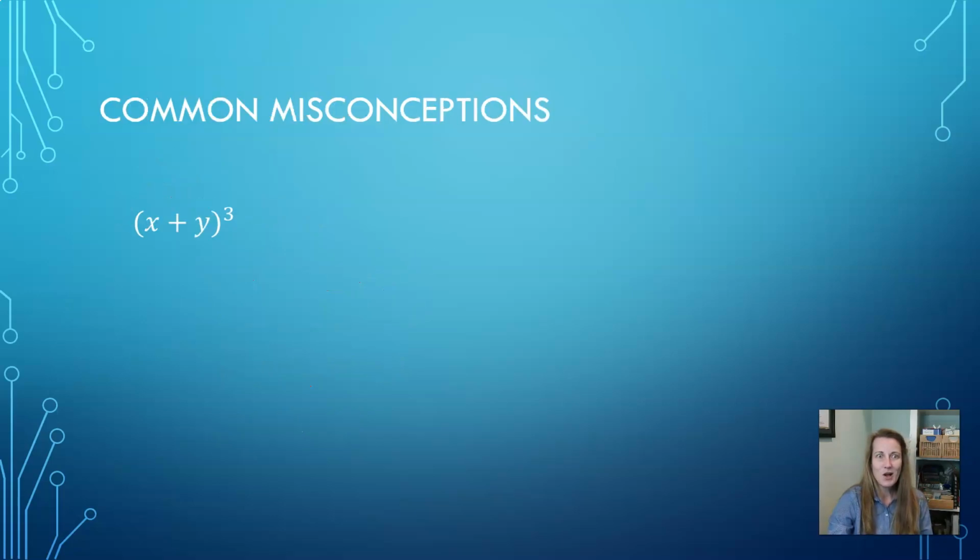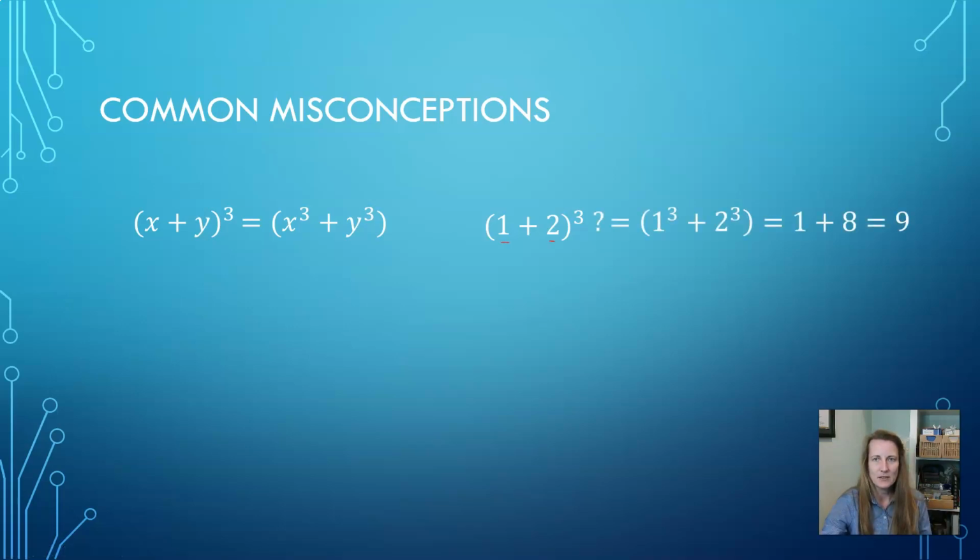Right, common misconceptions. How many of you think this is true? x plus y cubed equals x cubed plus y cubed. Guess what? We're going to find out if that's true or not. Let's use numbers as examples. Let's do x equals 1, y equals 2. All right, so does it equal 1 cubed plus 2 cubed? Let's find out. 1 cubed is 1, 2 cubed is 8. Add them together, I get 9.